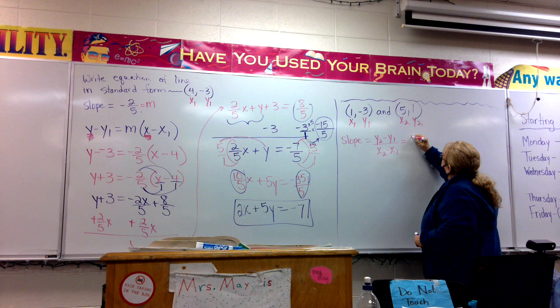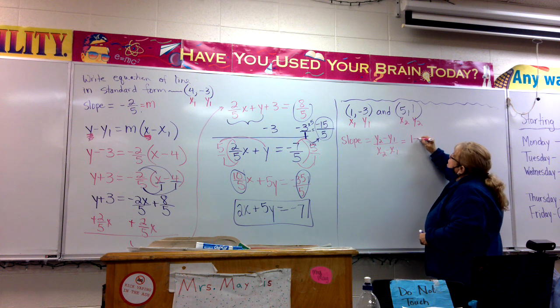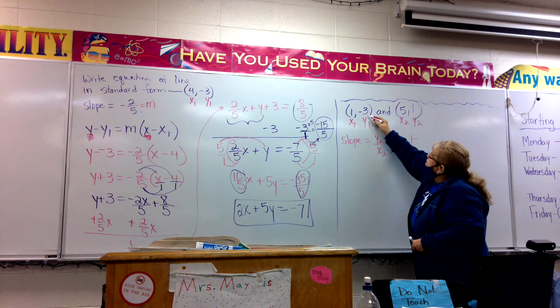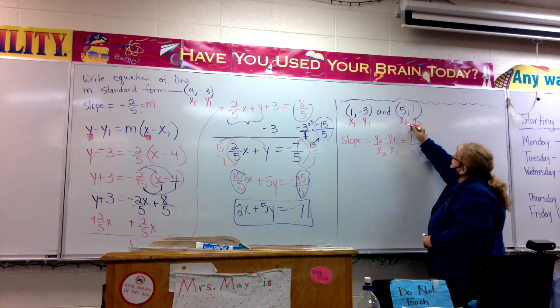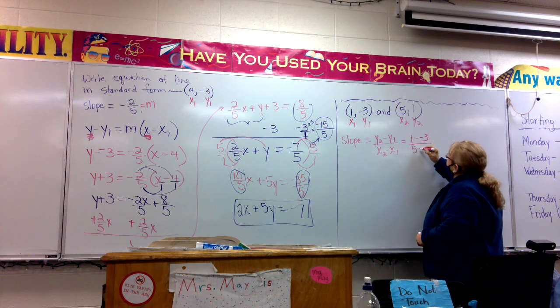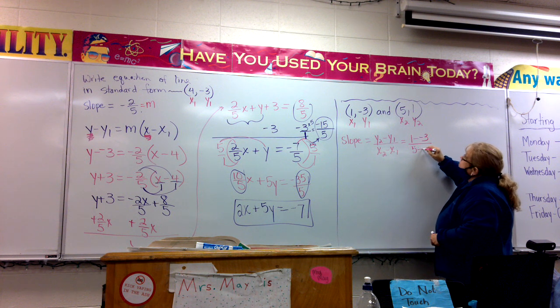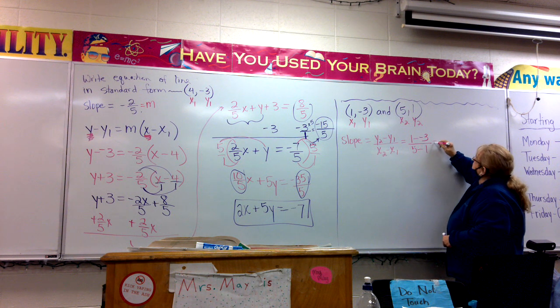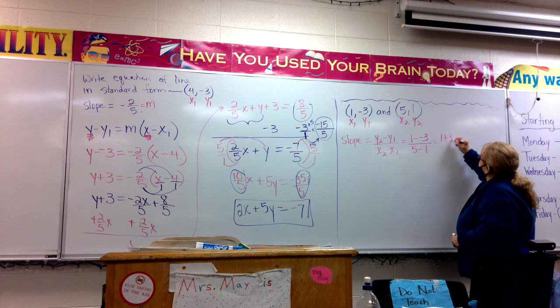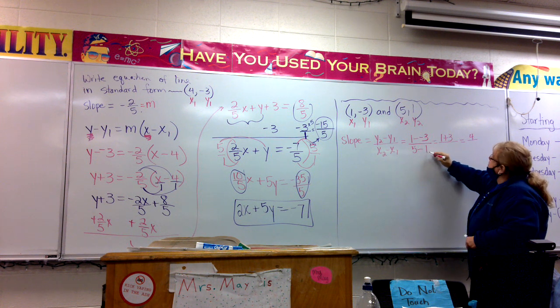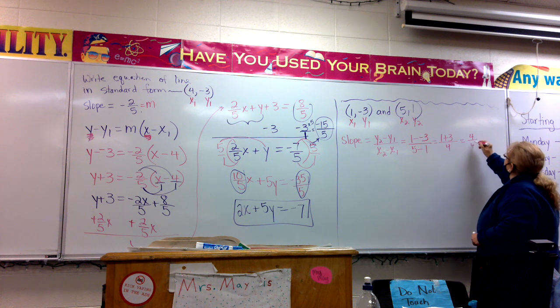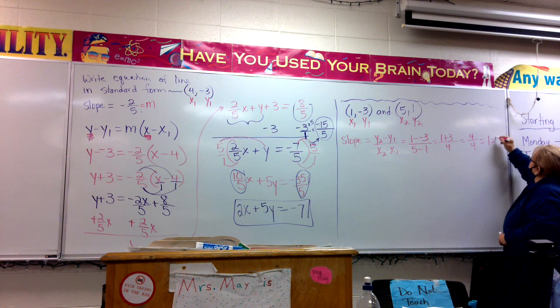1. Take away. What's Y1? -3. And bottom X2 is 5. Take away 1. So 1 plus 3. 4 on top. Hey, look at that. Oh, yippee skippy. The slope is 1. Now what are we going to do?